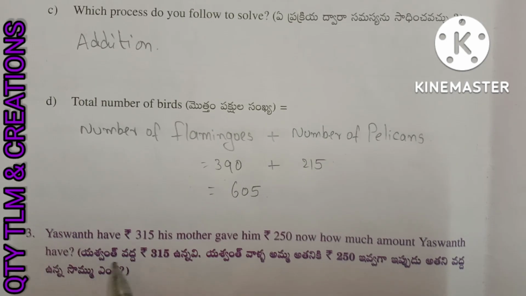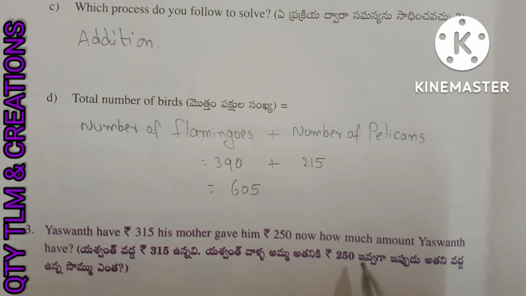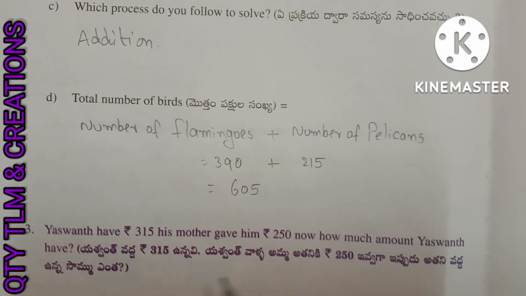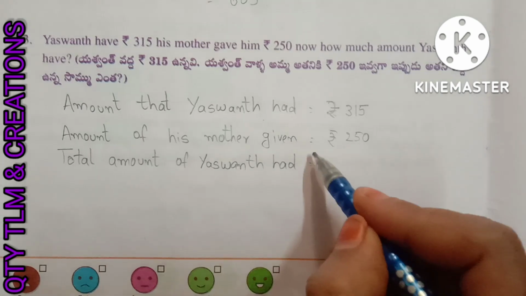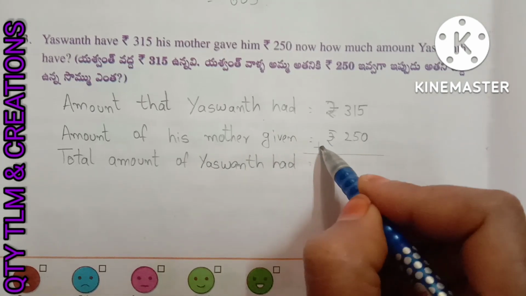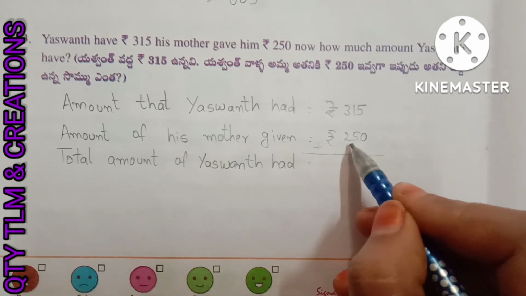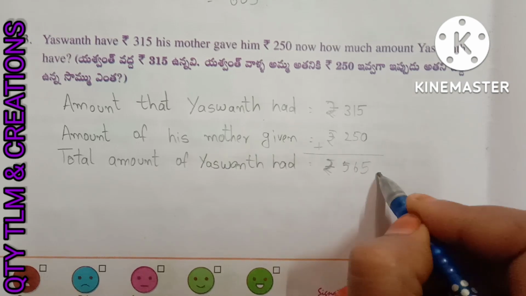Next question. Yashwant has 315 rupees. His mother gave him 250. Now how much amount does Yashwant have? Amount that Yashwant had 315. Amount his mother gave 250 rupees. Total amount Yashwant has, that equals, here we have to add 315 rupees and 250. Then we get 565 rupees.